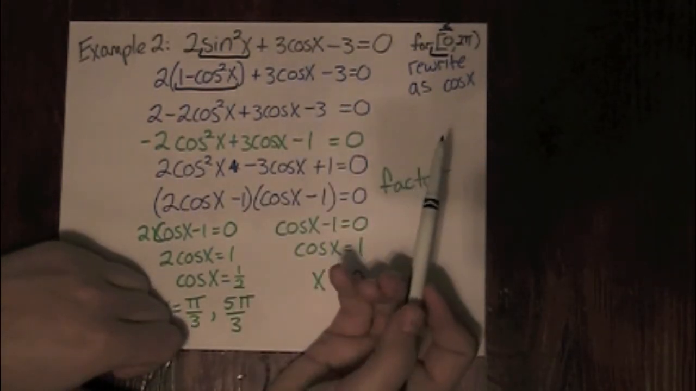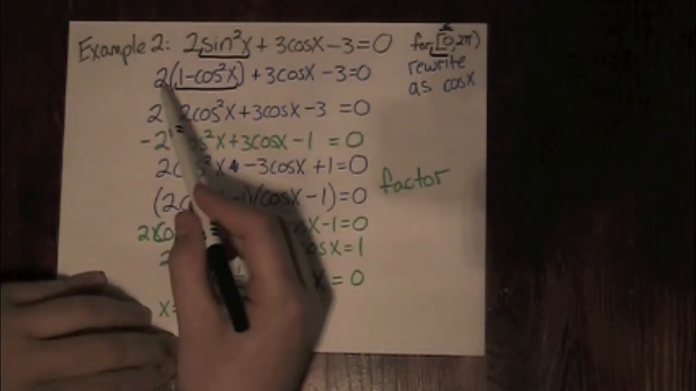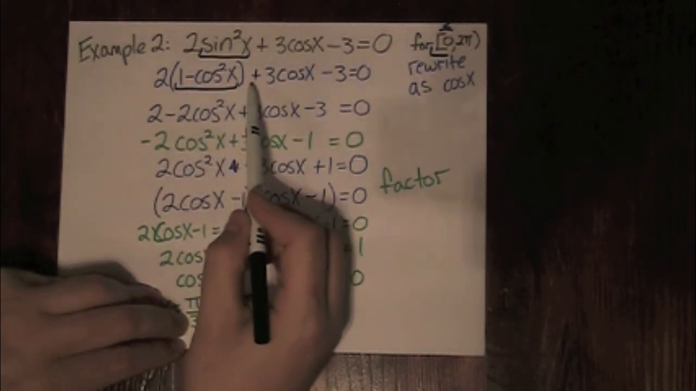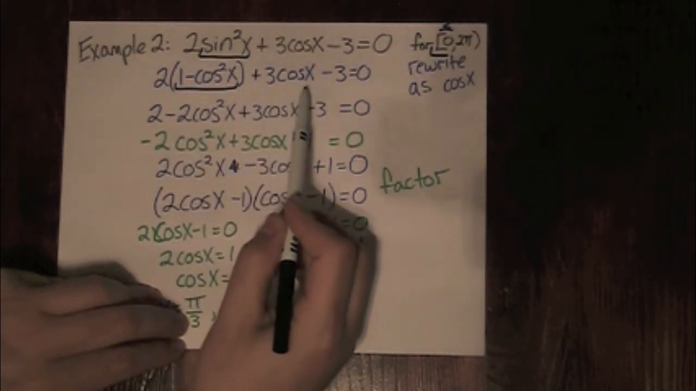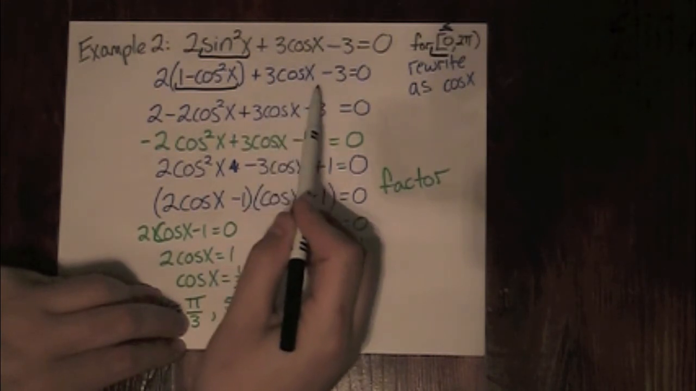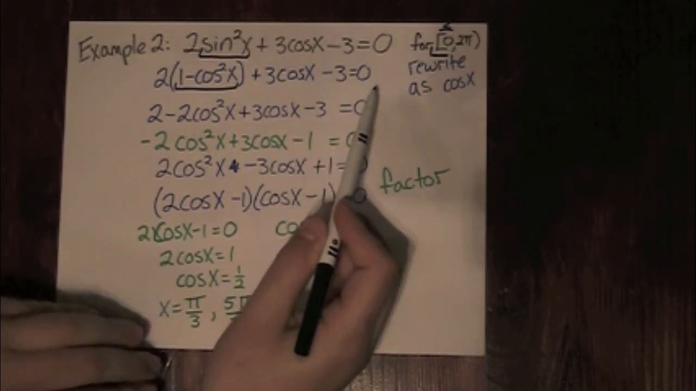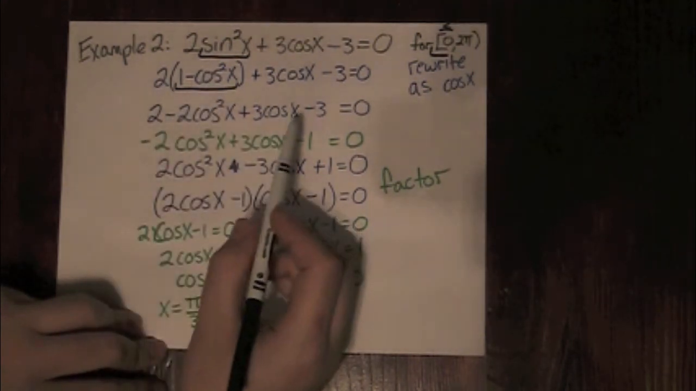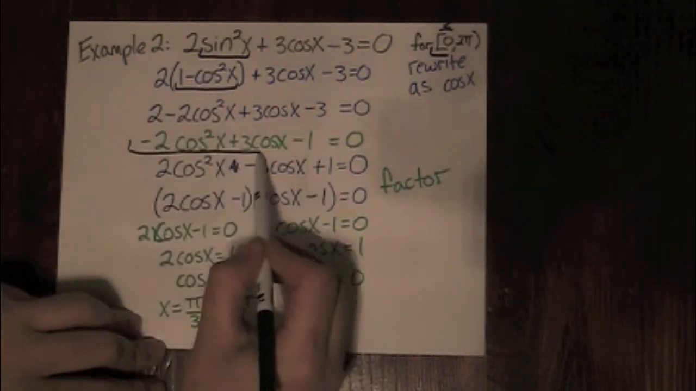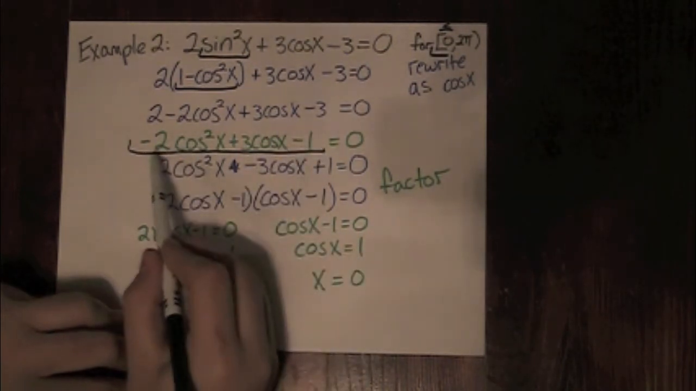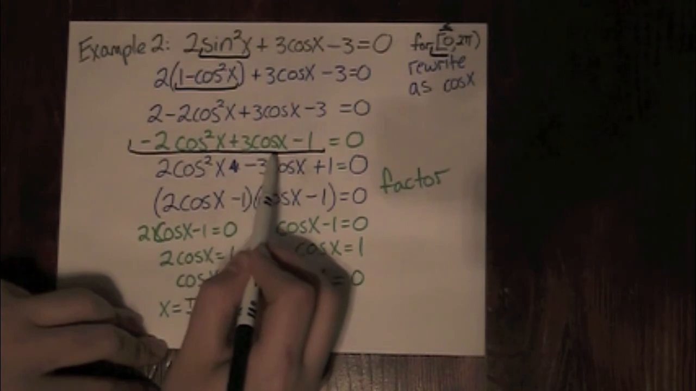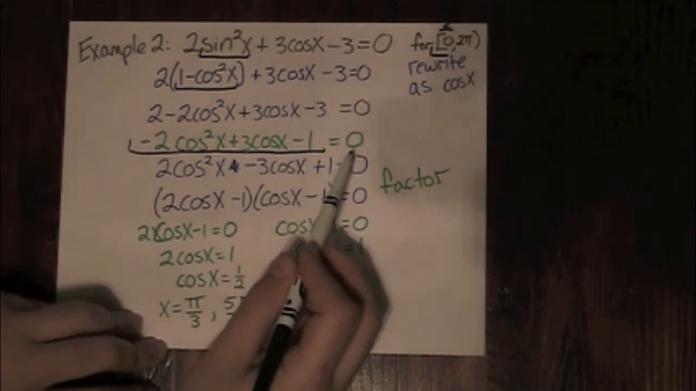The equation now reads 2 times the quantity of 1 minus cosine squared of x plus 3 times cosine x minus 3 equals 0. Let's distribute this out and rearrange our terms to get negative 2 cosine squared of x plus 3 cosine of x minus 1 equals 0.